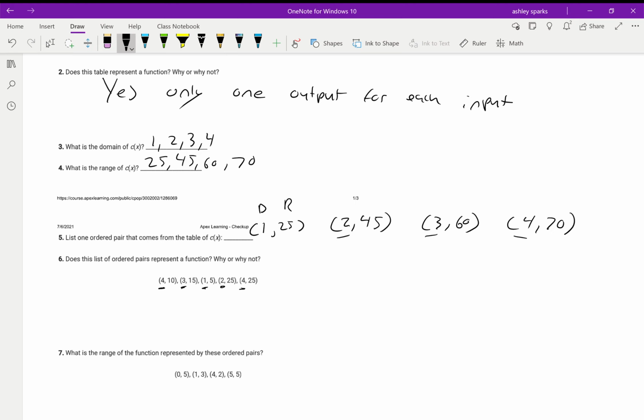So what's happening here? Well, my domain 4 here is going to 10, and my domain here 4 is going to 25. Which means if I were to write this out as like a table, I would have 1 to 5, 2 to 25, 3 to 15, and 4 going 2 different places, to 10 and to 25. When you have 4 going 2 places, this is not a function.